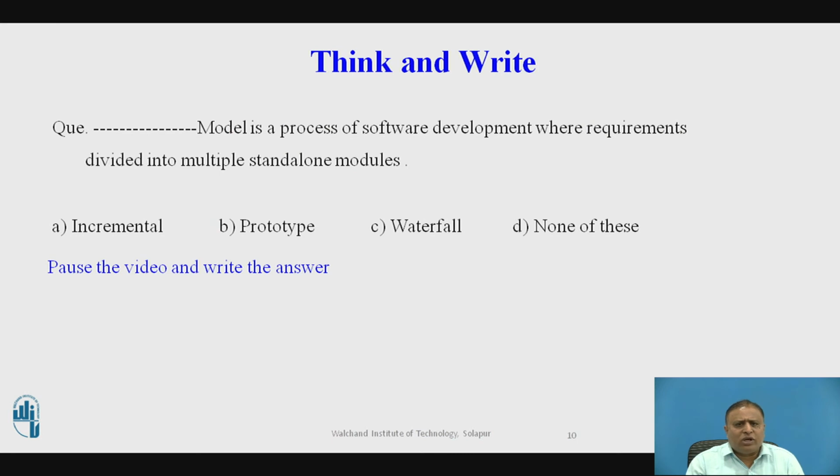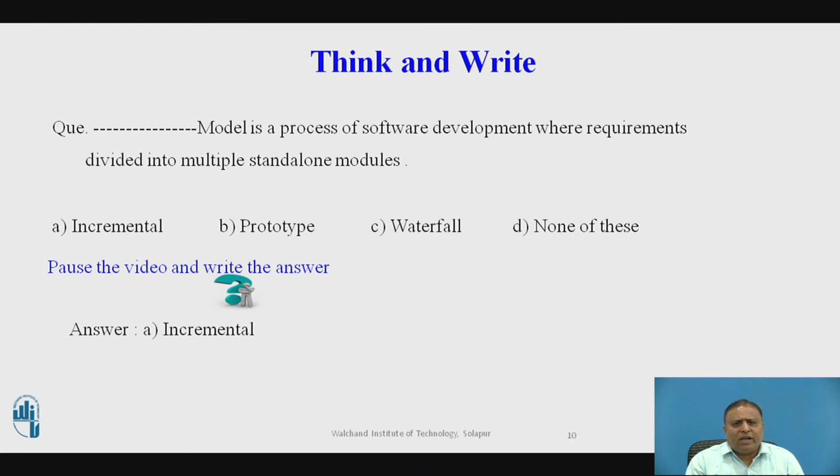Now I am going to ask one question to all the students. Pause the video and write the answer. Dash model is a process of software development where requirements are divided into multiple standalone modules. Option A, incremental. Option B, prototype. Option C, waterfall model. Option D, none of these. So pause the video and write the answer. You have to choose the correct answer from these four options. The correct option is option A, incremental.